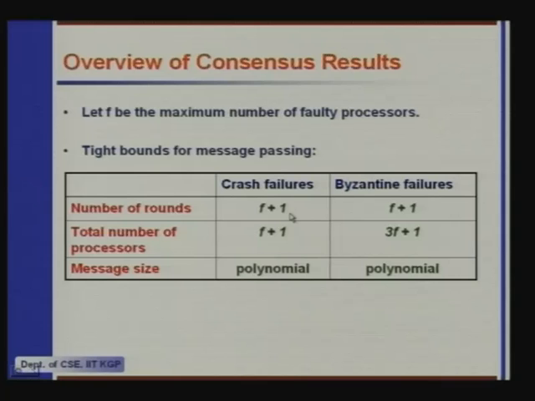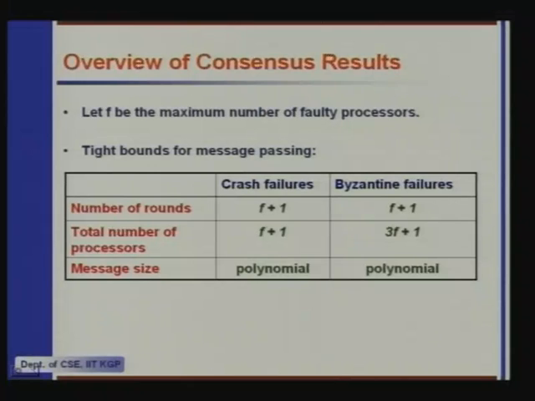at least f plus 1. Is that clear? The protocol will have to have at least f plus 1 rounds of data or knowledge exchange to be able to sustain f crash faults. The number of processors has to be at least f plus 1, and the message size is polynomial.